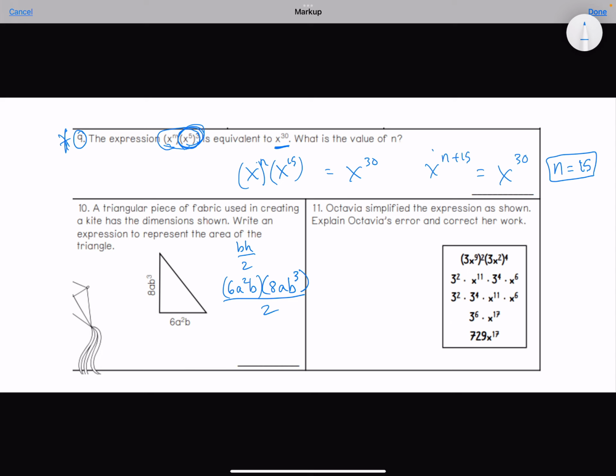So here we're just using the product rule. So I'm going to add the exponents of the same bases. 6 times 8, 48. A squared times a is a to the third. B times b to the third is b to the fourth, divided by 2. And in this case, you're only dividing the coefficient. So the answer is 24, a to the third, b to the fourth.